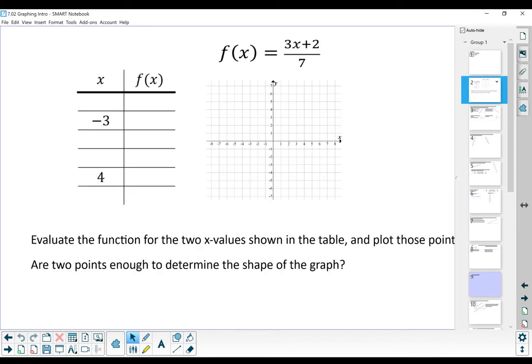So here's a function. F of x is equal to (3x plus 2) all over 7. So we are going to evaluate this function for the two x values shown in the table and plot those 2 points.